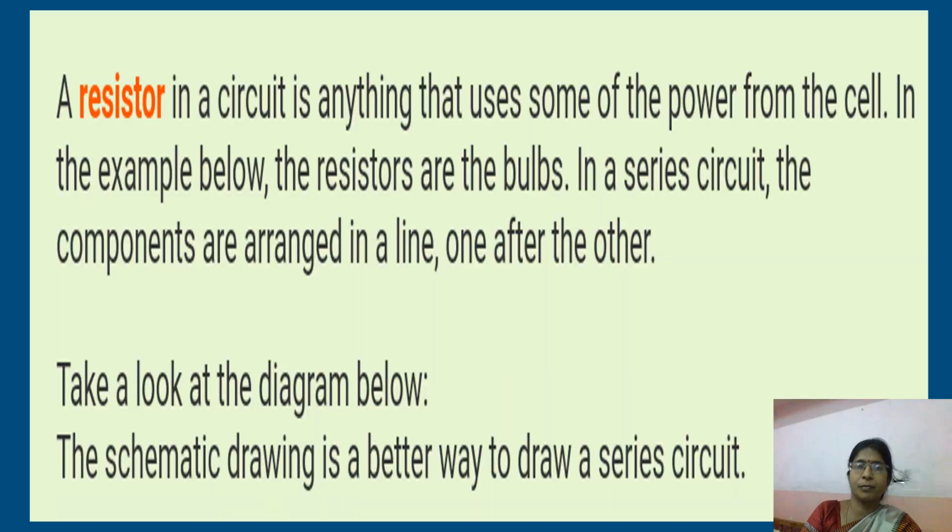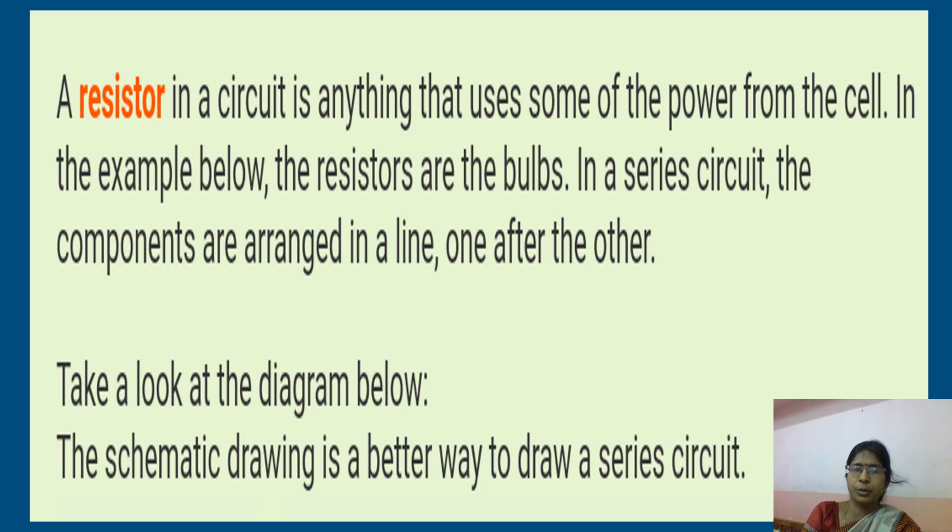Okay. So here in this series circuit there is a source of current, that is battery, and the consumer is the resistor here. So let's see what it is. A resistor in a circuit is anything that uses some of the power from the cell. So a resistor uses some amount of the power from the cell. So here which device is using the power from the cell? Bulb is using. So we can say that bulb is also an example of a resistor.